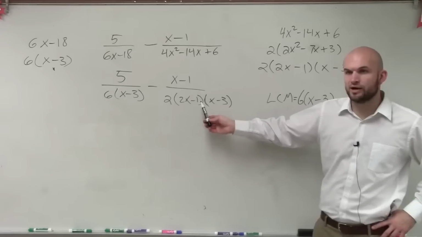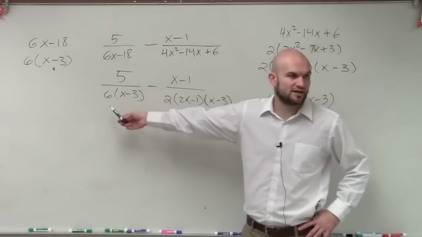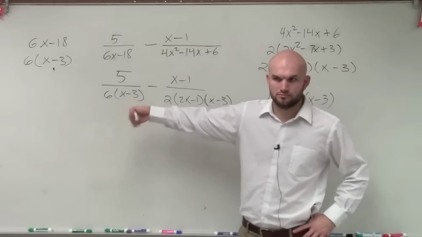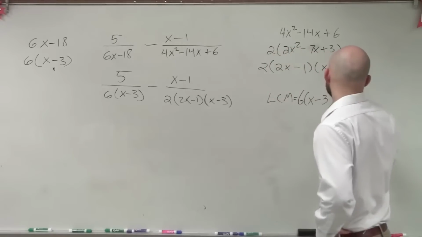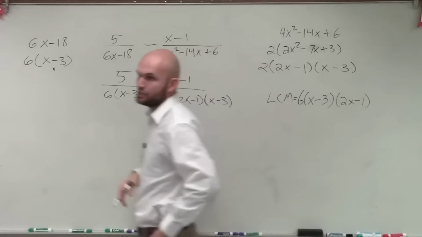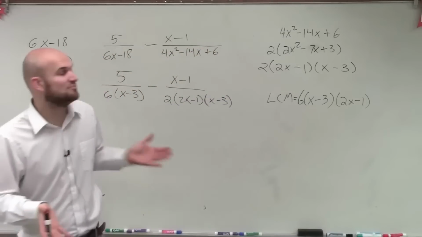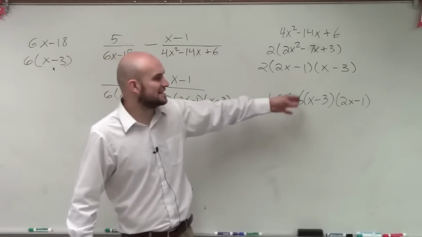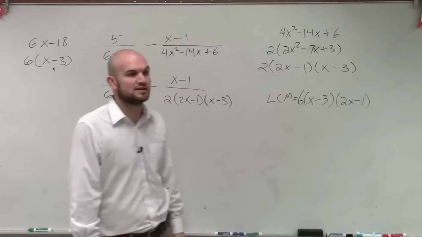Well, 2x minus 1, right? So what do I need to multiply over here to get it to be 2x minus 1? 2x minus 1. So the LCM is 6 times x minus 3 times 2x minus 1. Therefore, all I need to do is make sure I multiply to get both denominators to be that.